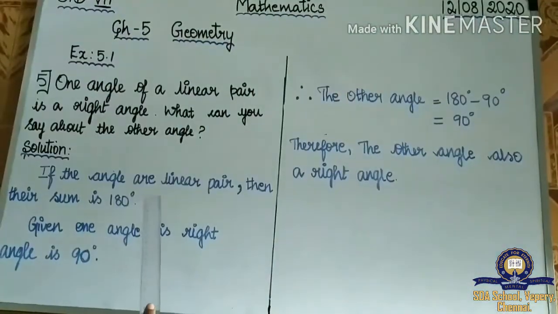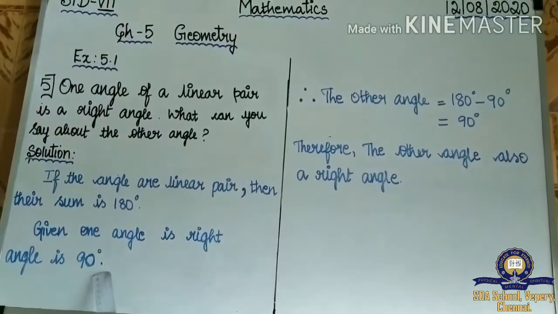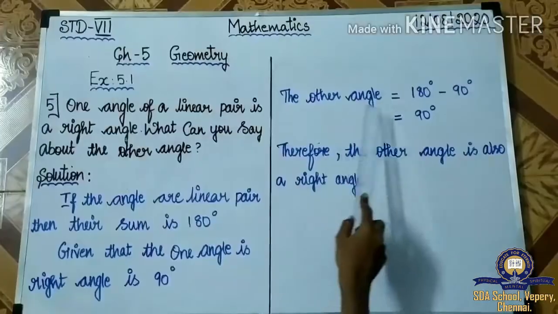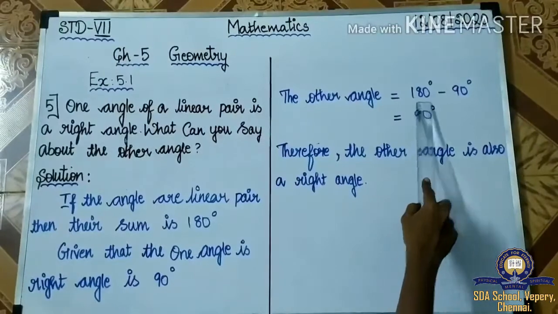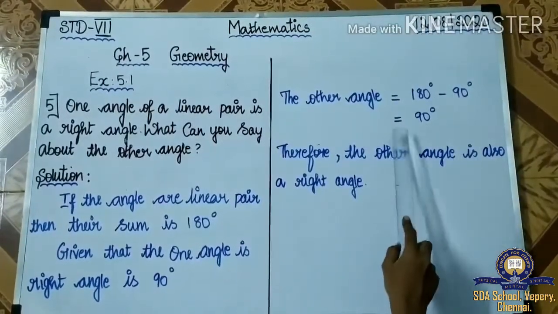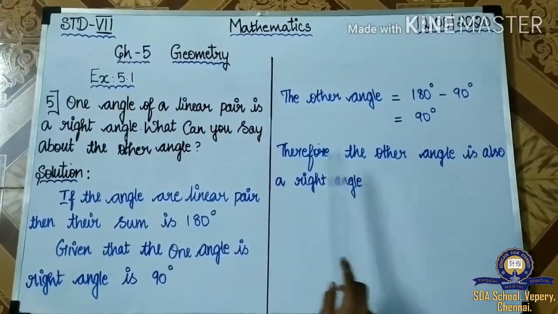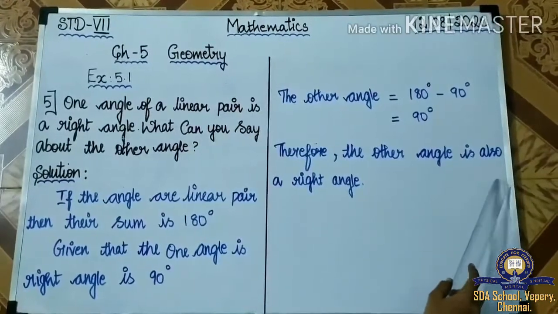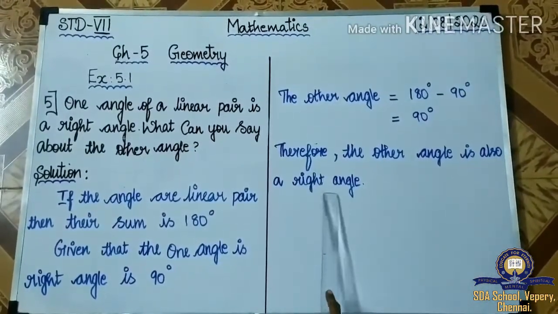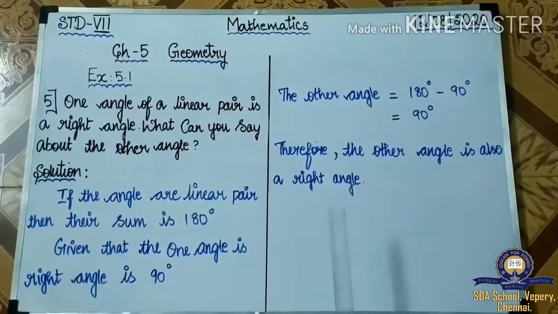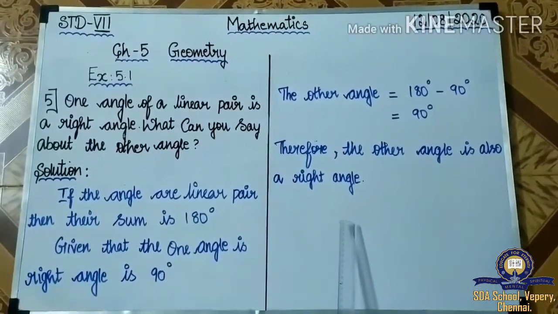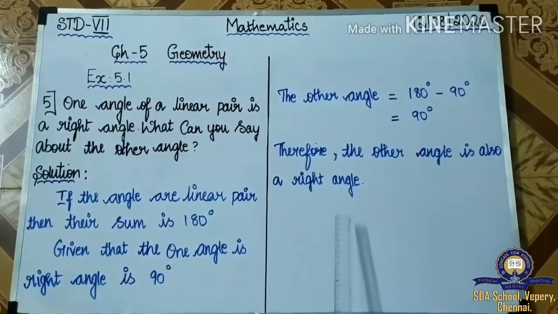So therefore, when we subtract the two angles, we get the other angle equal to 180 degree minus 90 degree, equal to 90 degree. Therefore, the other angle is also a right angle. Right angle is nothing but 90 degree. Are you clear, students? Yes, let's move on to our next question.